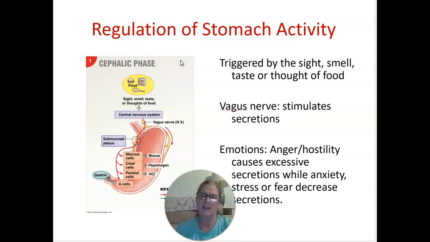And because this is kind of our brain affecting our stomach, we also know emotions affect our stomach. We'll be talking about that shortly, but we know that sometimes anger or hostility can cause excessive secretions, but a lot of times depression, anxiety, or fear will decrease stomach secretions.